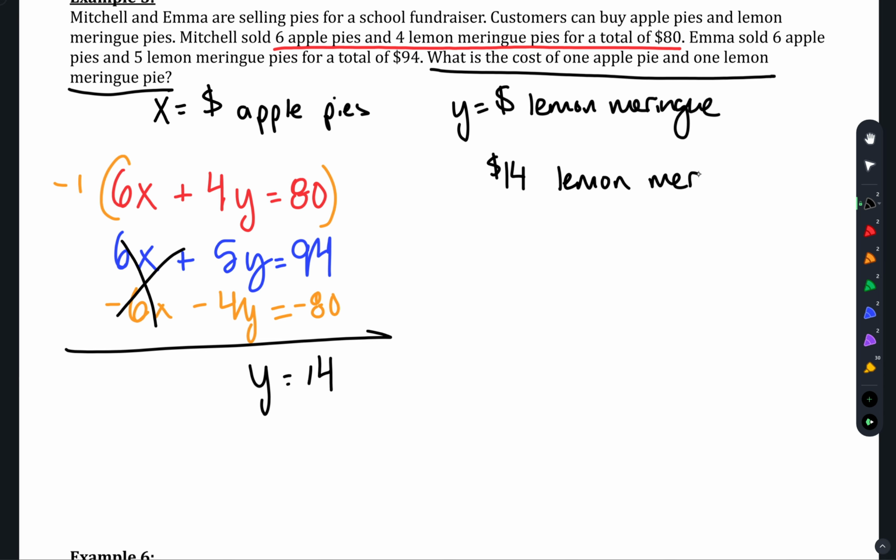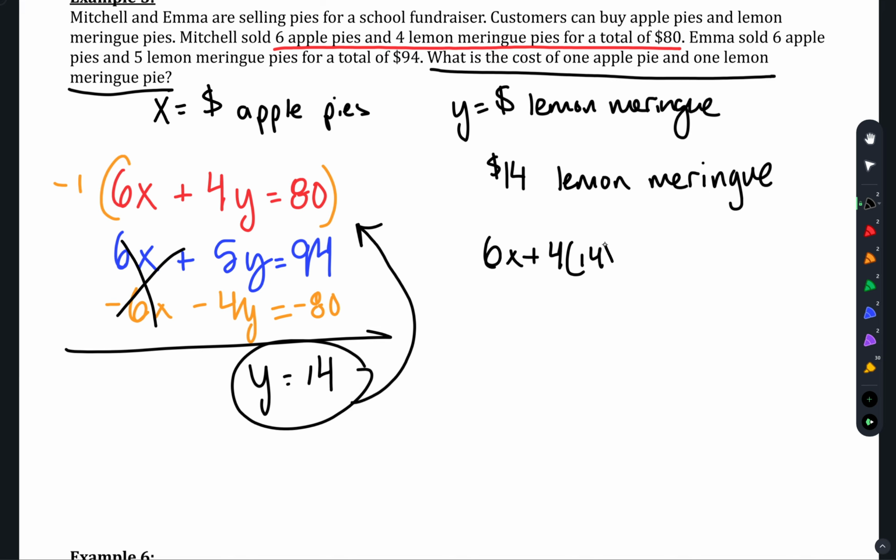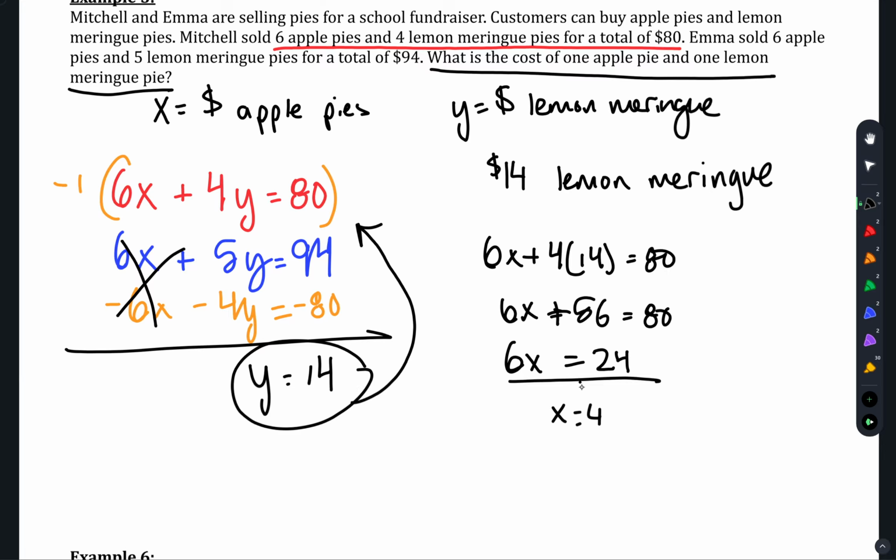How do I figure out how much an apple pie is? I know the lemon meringue is 14. What do I do? Plug it back in. That it does say 52. It's just terrible handwriting. I believe it's this, right? Oh, no, it's 56, not 52. X is 4. So this is $4 for apple pies.